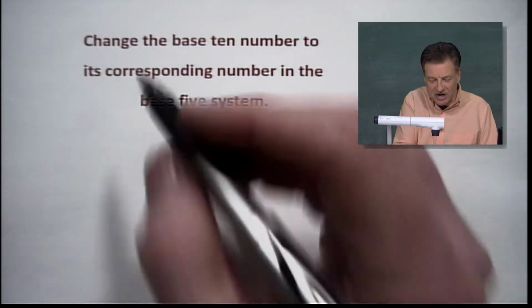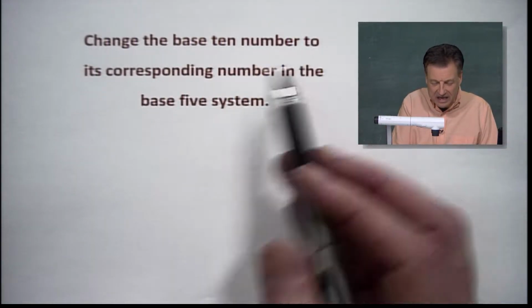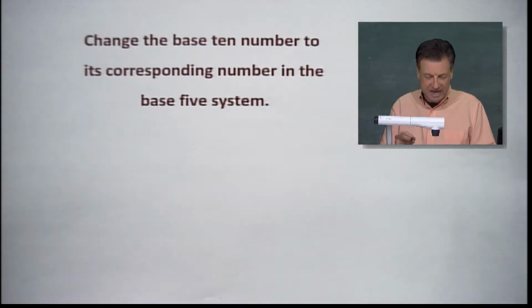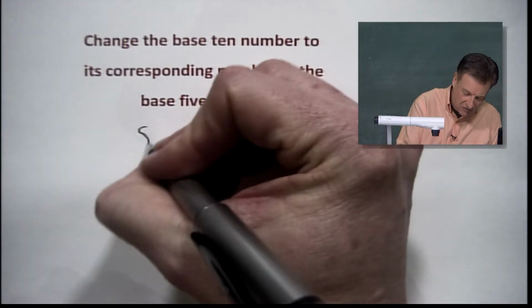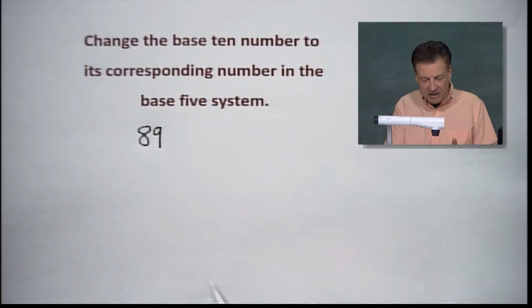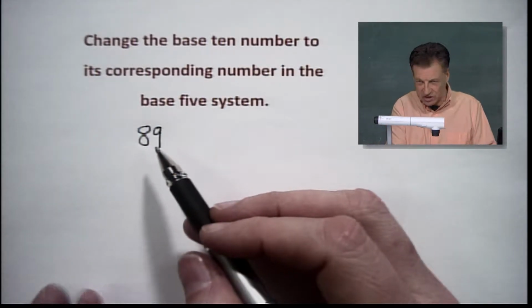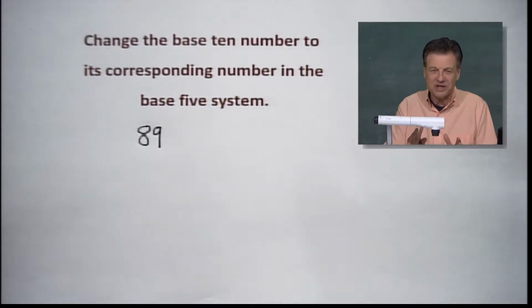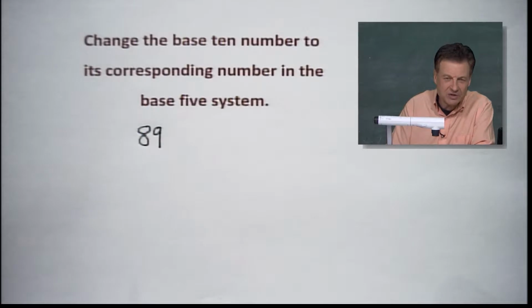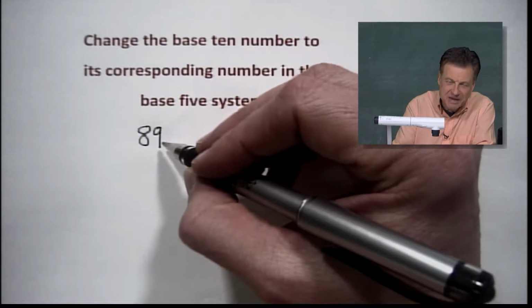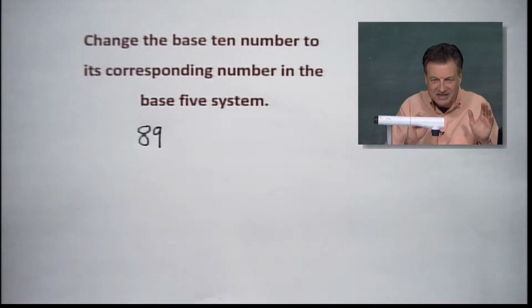So we said we're going to start with a base 10 number and convert it to its corresponding number in the base 5 system. That number we chose was 89. So let's start off and think about what 89 is about. By the way, this is base 10 because we don't mention that it's some other base. That's the default. If we put a number in there, it's base 10. But look at what happens here. The whole point of 89 is basically saying we're having 80 plus 9.